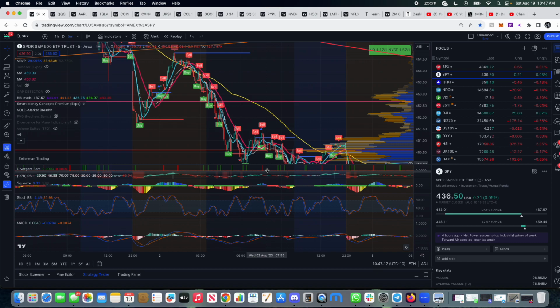0 DTEs and 1 DTEs on SPY and QQQ, because I know how they react. And I'll be doing one of these challenge trades per day.